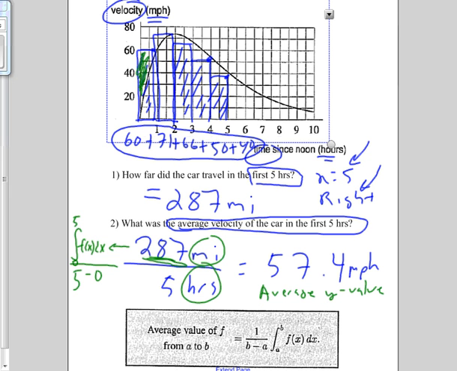So here's our average value of f, written once again. It's 1 over b minus a, and that's my change in x. So I'm dividing by my x value multiplied by our area function.